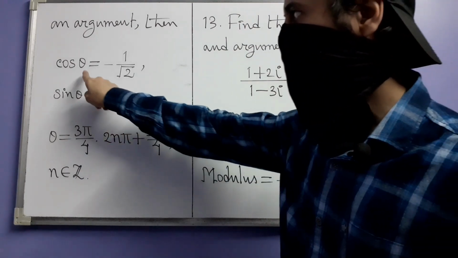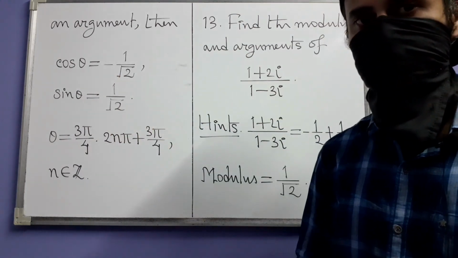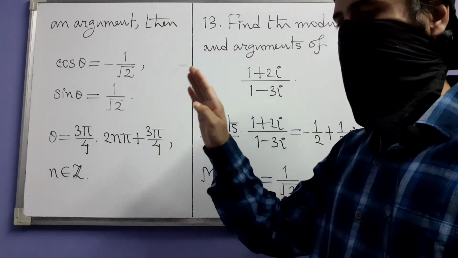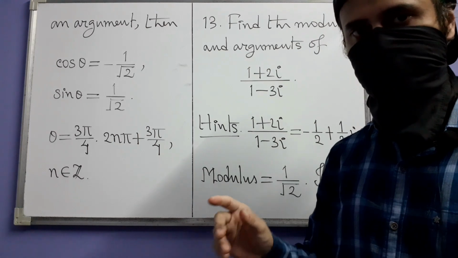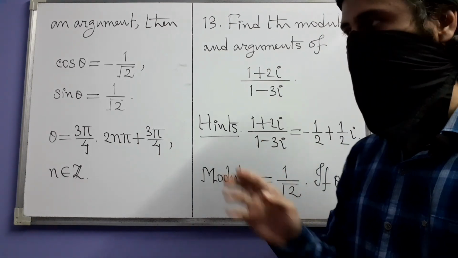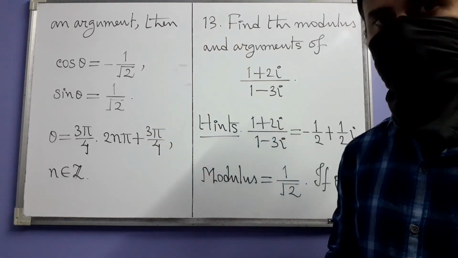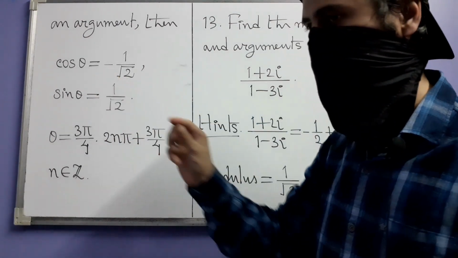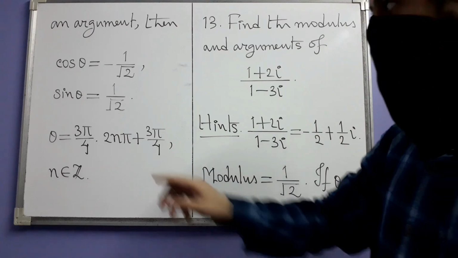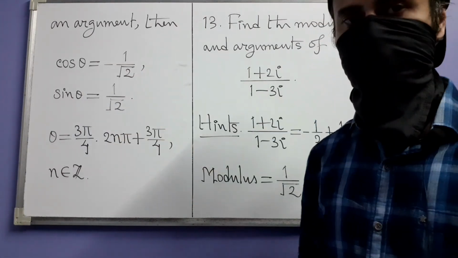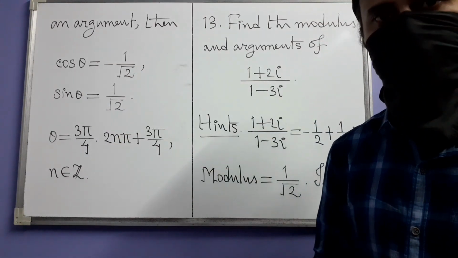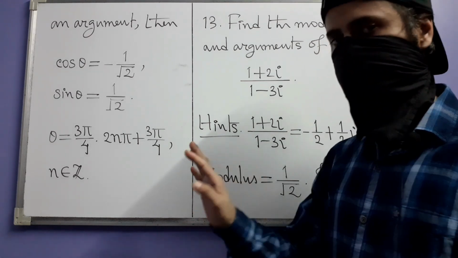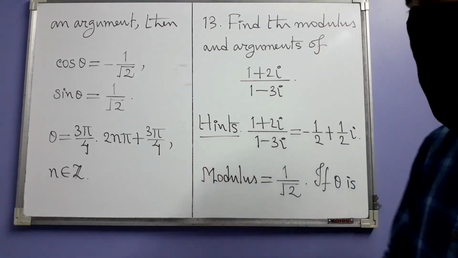You note one thing, that cos theta is negative and sin theta is positive. That means the terminal ray of your angle theta, when it is put in standard position, should lie in the second quadrant. However, if you ignore the sign for a moment, then what is the theta value that gives you cos theta and sin theta both equal to 1 divided by root 2? Pi divided by 4. And then you adjust things. I won't say anything more than that. We have done this many times.